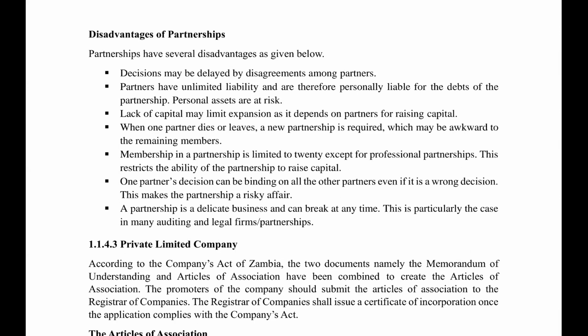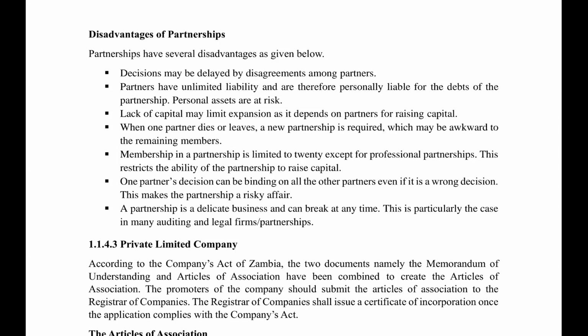sometimes capital that may limit expansion, as it depends on partners for raising capital. Remember, when you're raising capital, you just depend on partners. So what if the partners do not have money? This may limit you as partners. When one partner dies or leaves, you need a new partnership. You need to form a new partnership again. Membership in a partnership is limited to 20, except for professional partnerships that you have already heard.